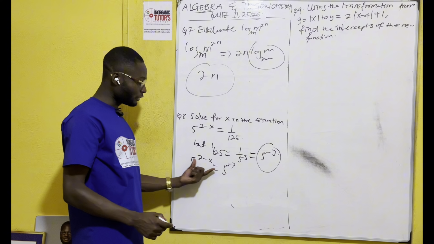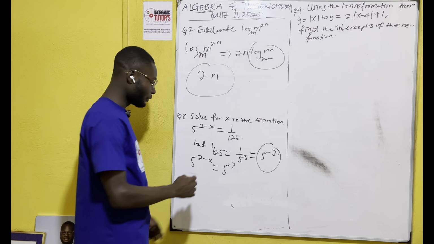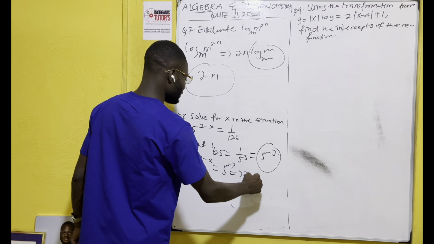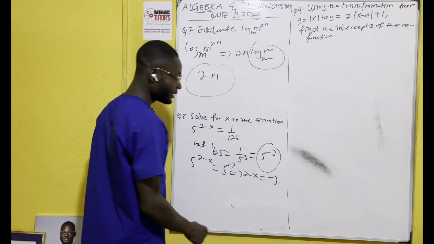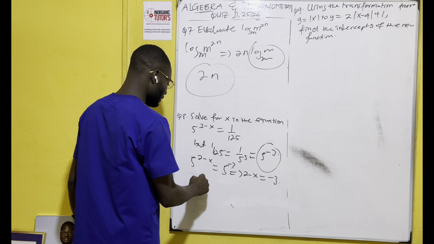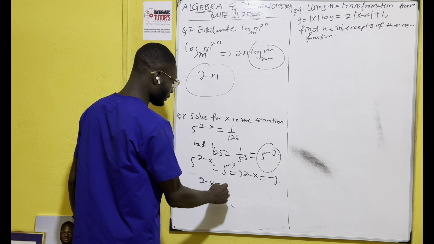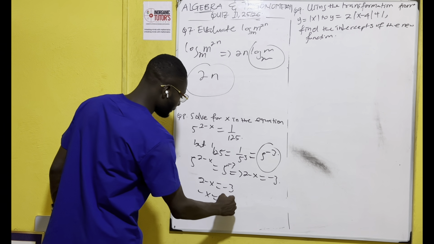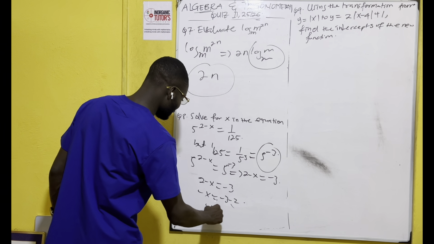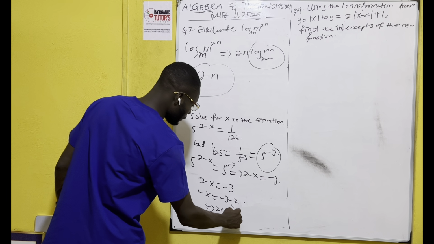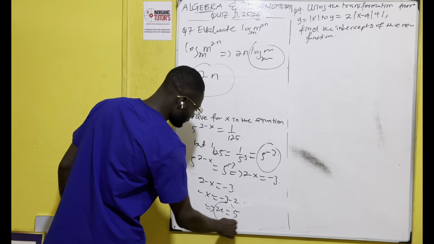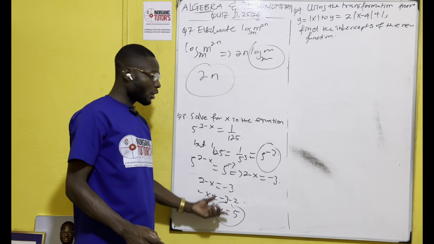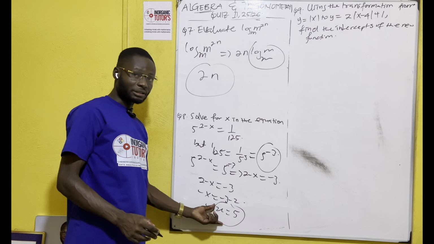So equating the exponents, since the bases are the same, we have 2 minus x equals minus 3. So this implies that minus x is equal to minus 3 minus 2. This implies that our x is equal to positive 5. So the x of this expression is positive 5.